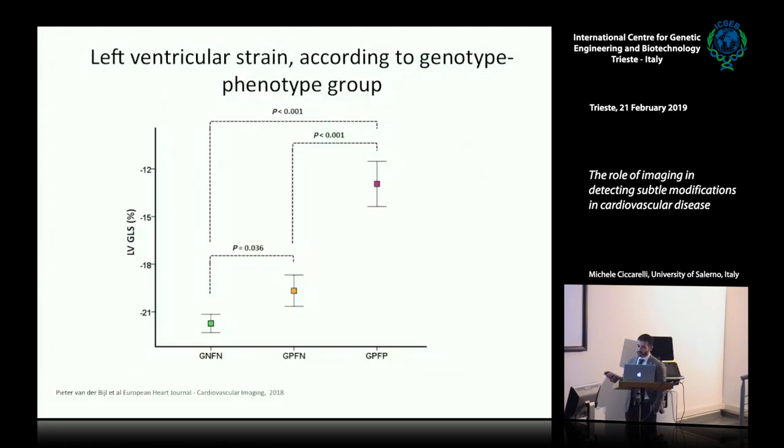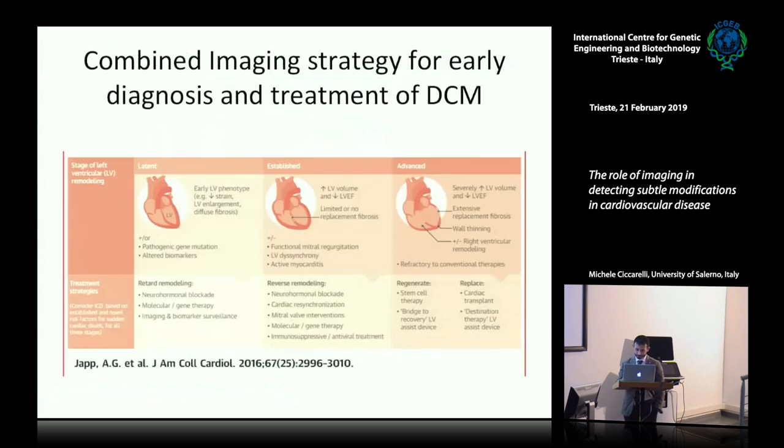And here is the summary of all the patients that have been evaluated in this group, with a significant reduction of the global longitudinal strain in genotype positive but phenotype negative patients. So the concept is that we can employ different kinds of techniques, for example, to identify patients with DCM early and start the therapeutic strategy earlier, for example by employing the cardiac longitudinal strain.